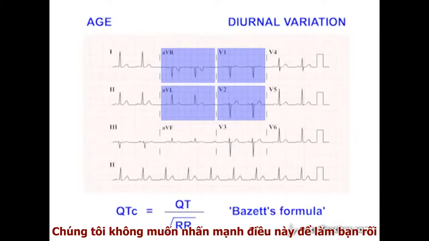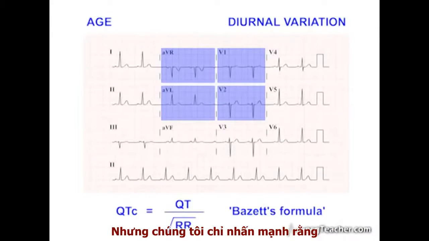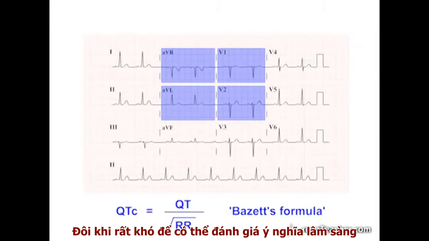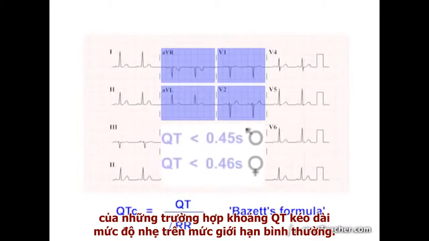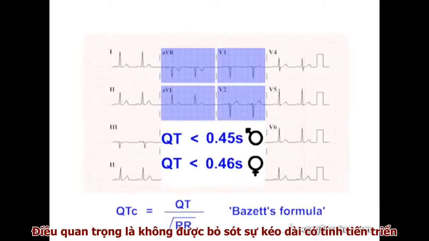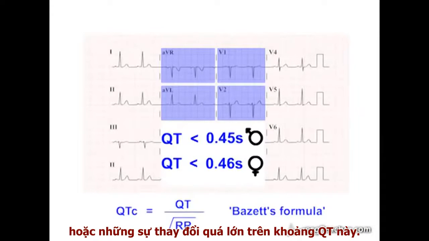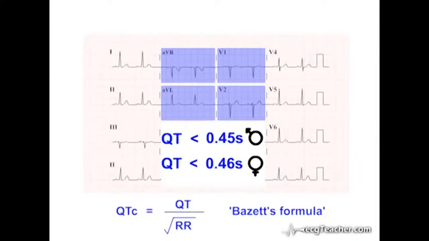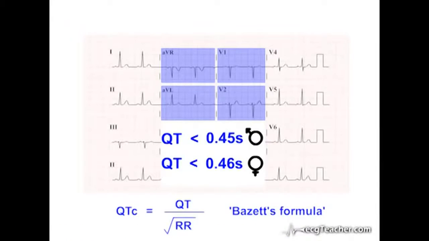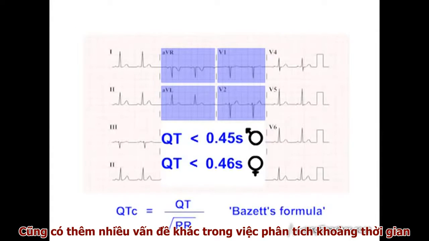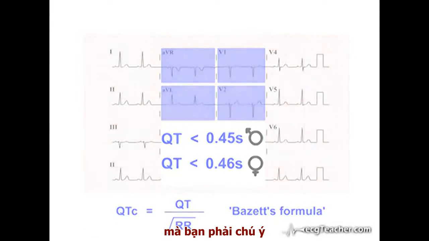We don't raise these issues to confuse you, but merely to emphasize that it is difficult to assess the clinical significance of minor levels of QT prolongation above these accepted upper limits. The key is not to miss gross prolongation or major changes in the interval. Before we summarize the normal values outlined in this video, there are some further issues in the analysis of the duration of the events of the cardiac cycle of which you should be aware.